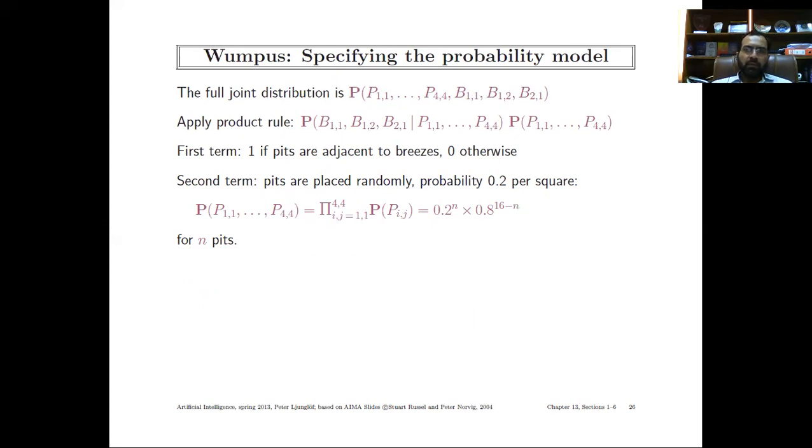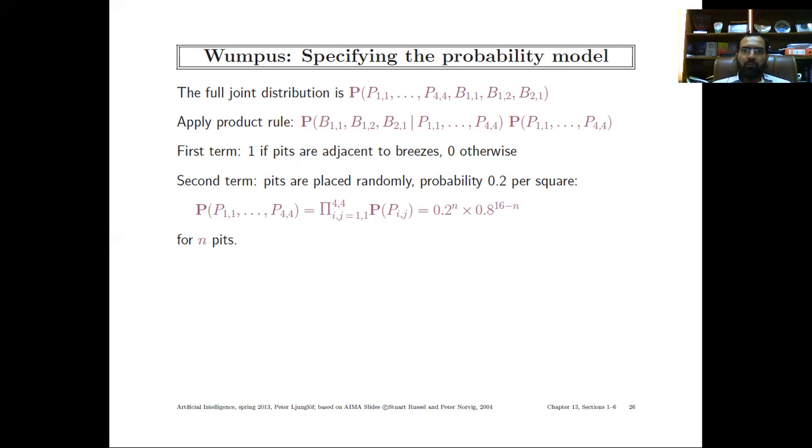So here we are talking about the probability of pits with reference to the breeze we have, because in the Wumpus world scenario, we have a relationship, and that relationship of pit and breeze is that pit causes breeze in the adjacent square. So remember that condition. So apply product rule.